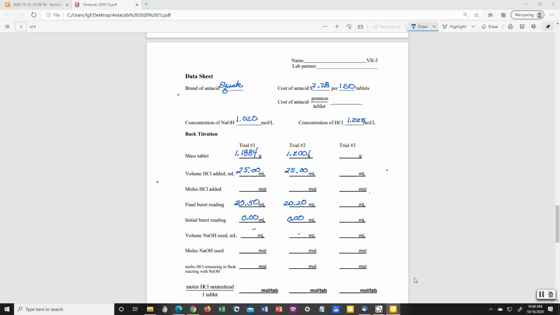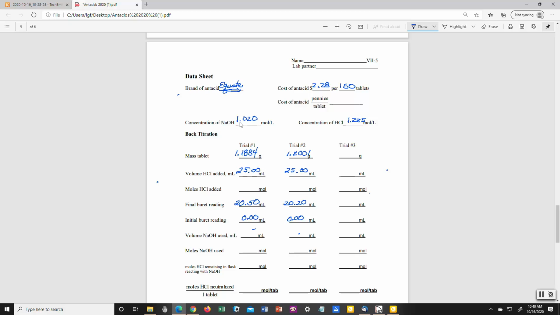Okay, so we're going to try to process the data that you just got this week when working with analyzing an antacid. And I'm going to use some data from a few years ago that a student of mine got. So she used the antacid Equate, and as soon as she got her 3 tablets into her 3 Erlenmeyers, she wrote down the cost of the antacid, which was $2.28 per 150 tablets.